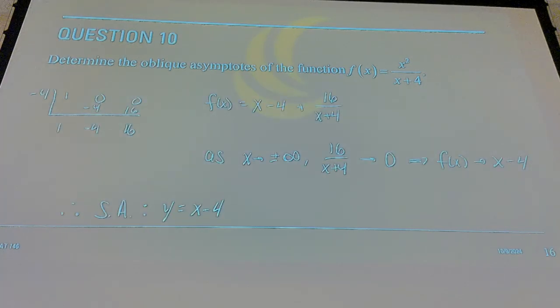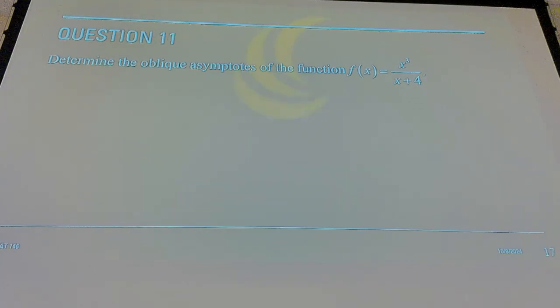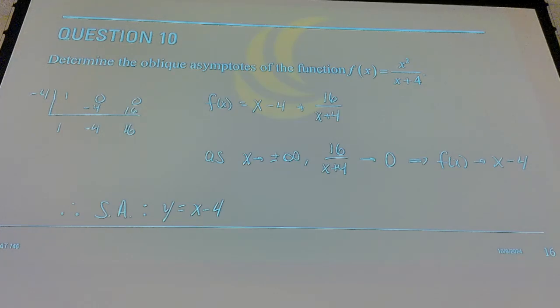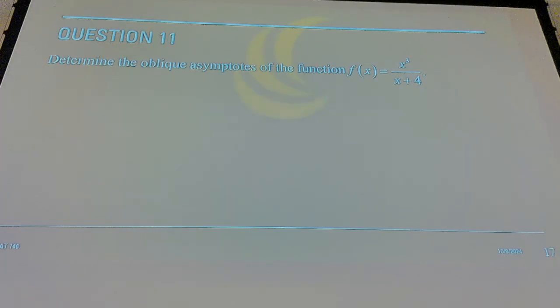So, what is the difference between the problem we just did and this one? There's only one difference. What is the difference in degree here between the numerator and the denominator? 1. Right, the numerator is larger by 1. Here it's larger by 2. Let's see what happens.